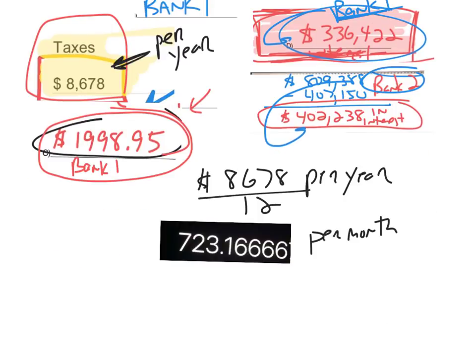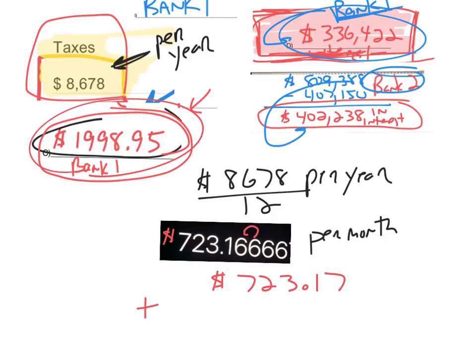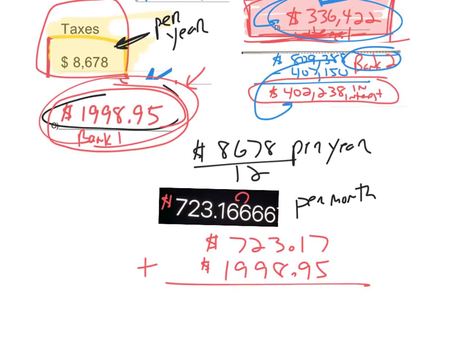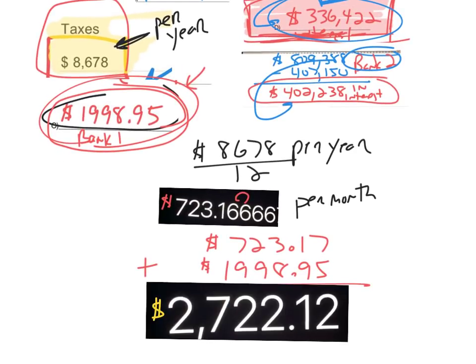So now we're going to calculate per month how much the taxes are. The taxes per month are going to be $7.23 and then 17 cents. So we'll take that and now we'll add it to the $1998.95 for the monthly mortgage payment, which means going with this better deal, going with Bank 1, the monthly payment is going to be $2,722.12.